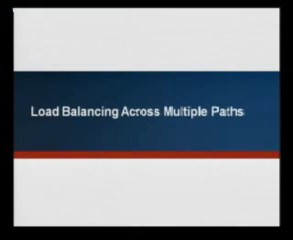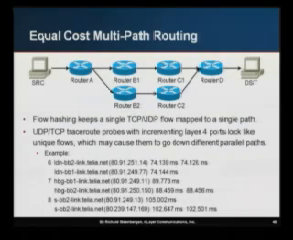The other big issues that come up with traceroute are what happens when you load balance across multiple paths. Here's an example of equal cost multipath routing where router A can load balance between two different paths. It can go to B1 or B2. And what happens is TCP, UDP flow mapping will try to keep an individual flow between any two pairs that are transmitting data on a single link.